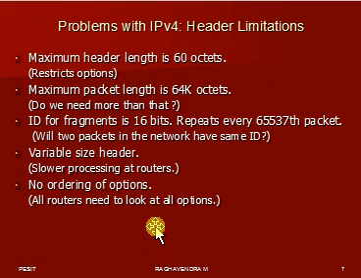The next problem is header limitations. I mean maximum header length is 60 octets, maximum packet length is 64k octets, and the ID for fragments is 16 bits, which repeats every 65,537th packet. And a variable size header slows processing at routers, and with a number of ordering options, all routers need to look at all options.